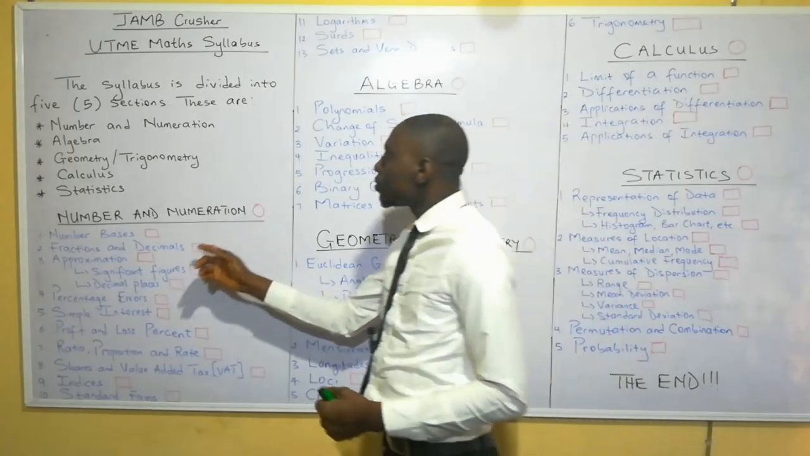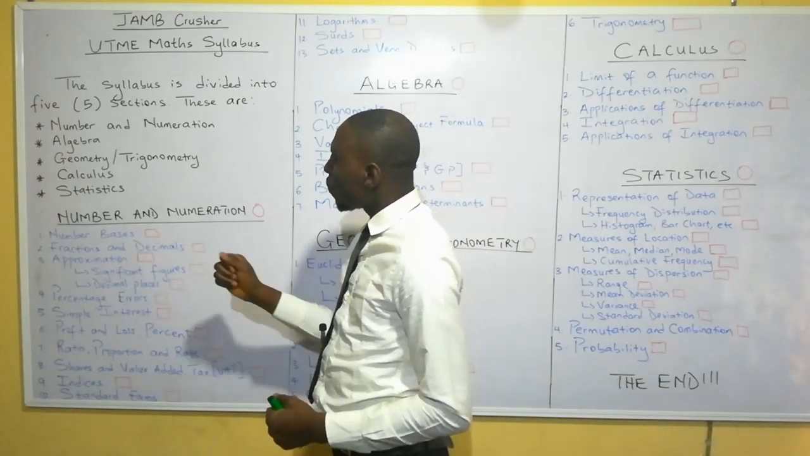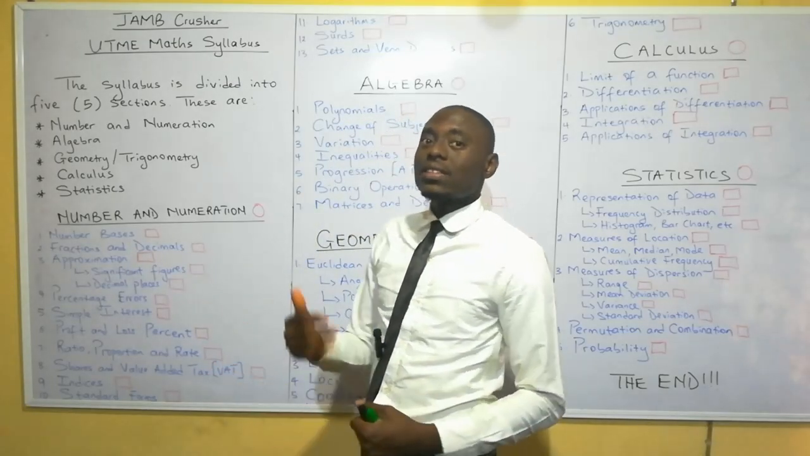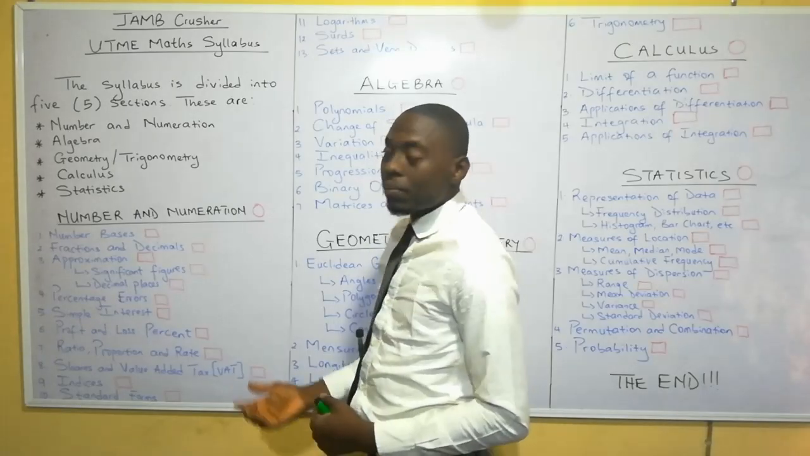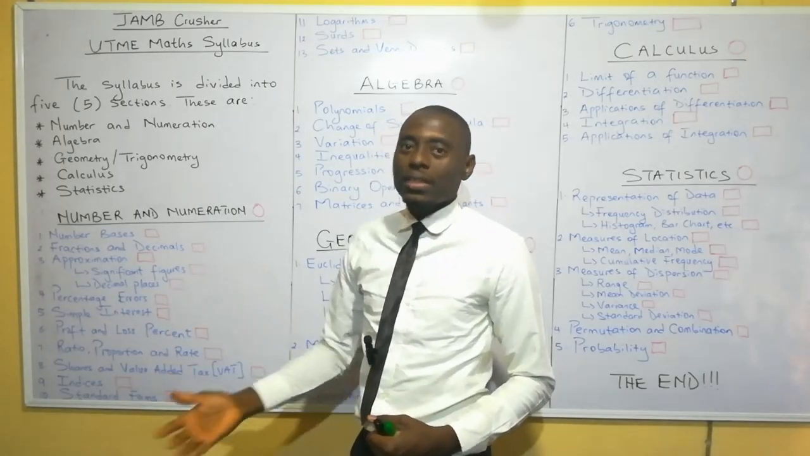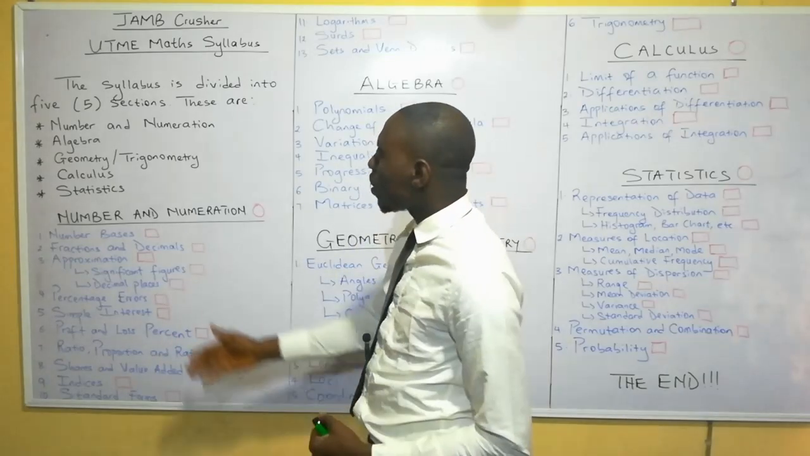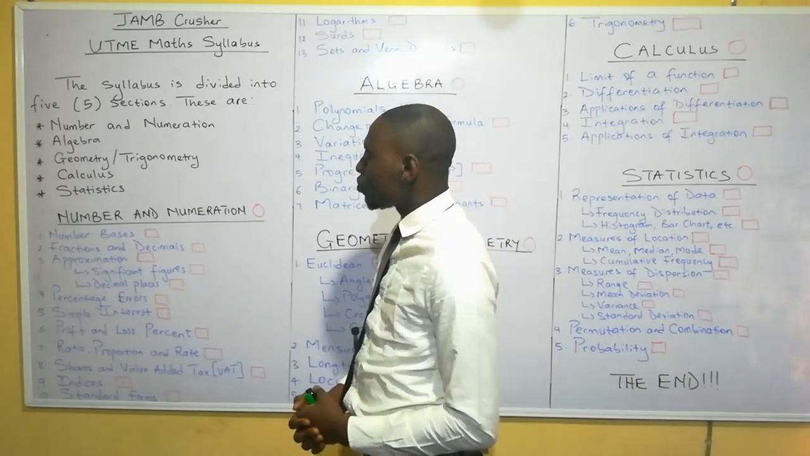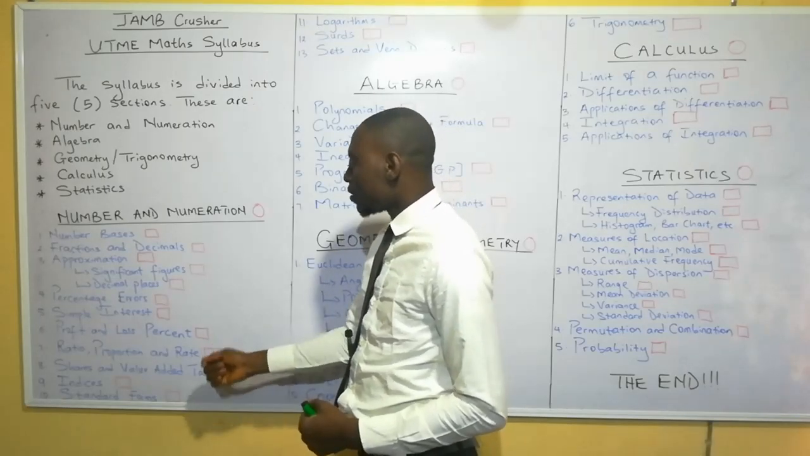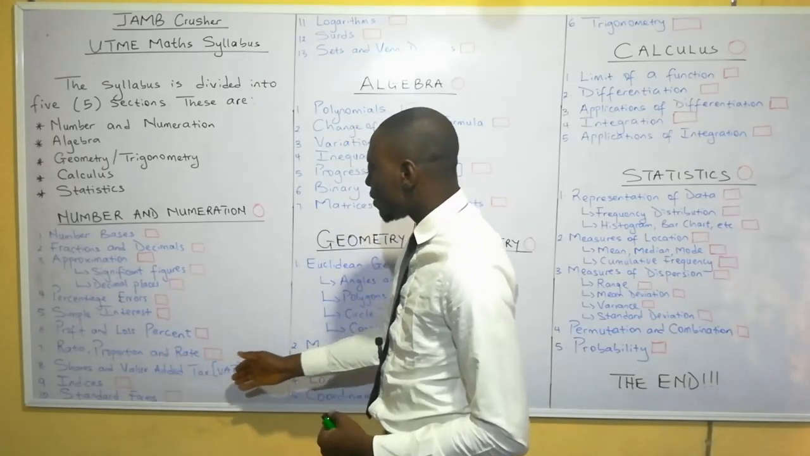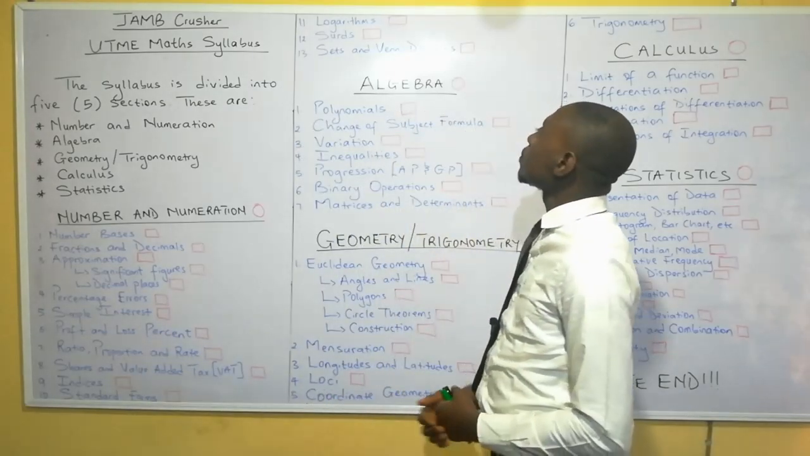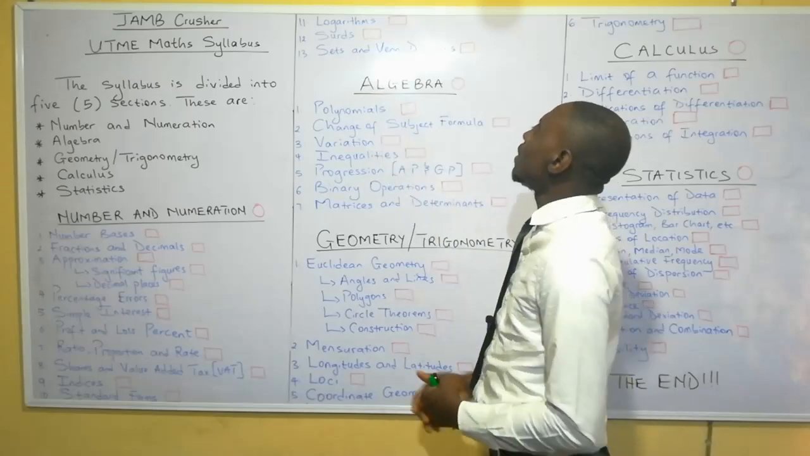For number and numeration, we have number bases, fractions and decimals, approximation. Under approximation, we have significant figures, we have decimal places, to the nearest whole number, to the nearest 10, to the nearest 100, and so on and so forth. Then we also have percentage errors, simple interest, profit and loss percent, ratio, proportion and rates, shares and value added tax, indices, standard forms, logarithms, surds, sets, and Venn diagrams.